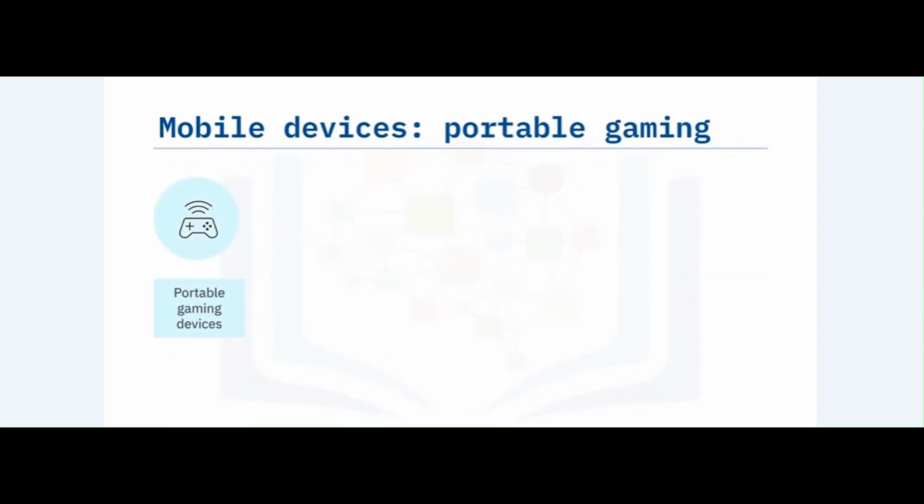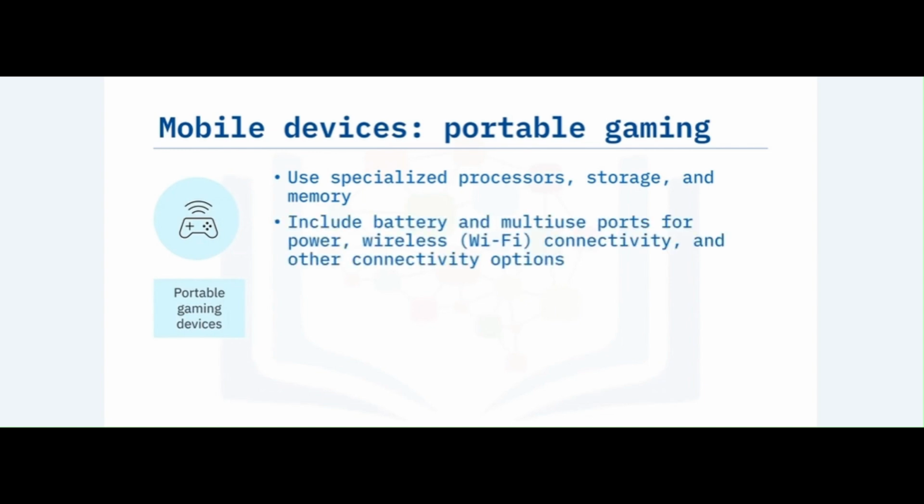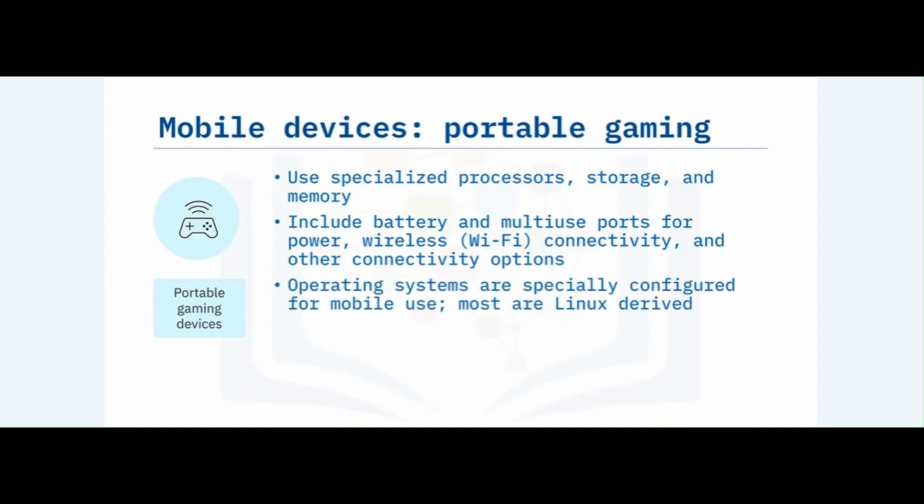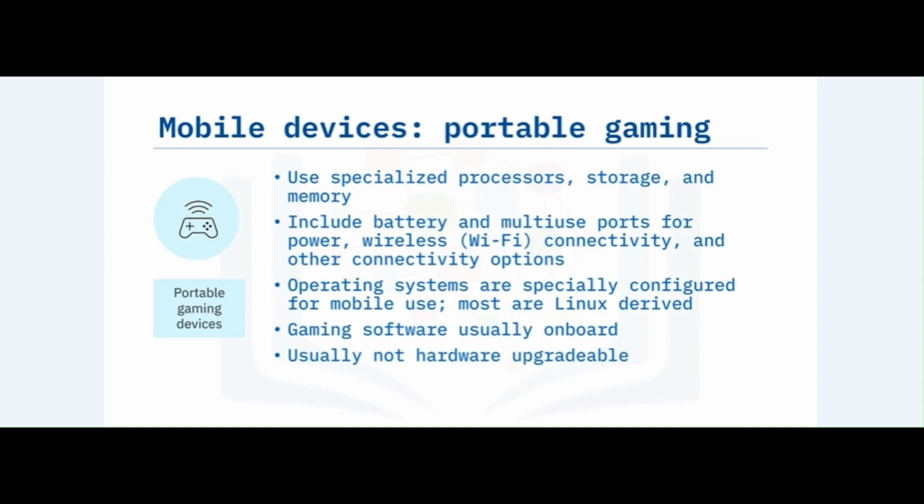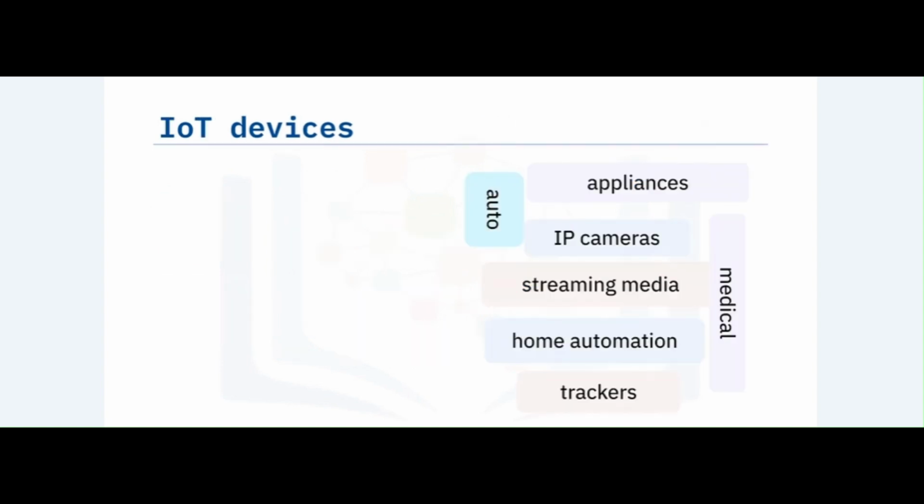Portable gaming devices use specialized processors, storage, and memory, and include battery and multi-use ports for power, Wi-Fi, and other connectivity options. These devices use operating systems specially configured for mobile use, and many of those operating systems are Linux-derived. Gaming software is usually on board or downloadable, and the hardware is generally not upgradable.